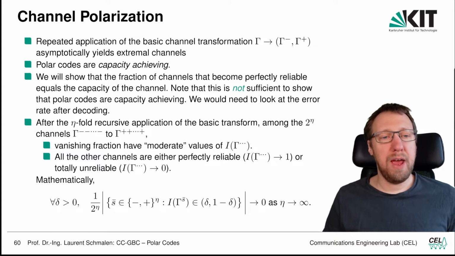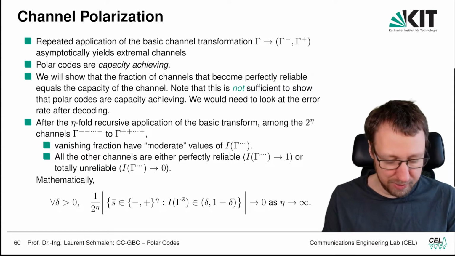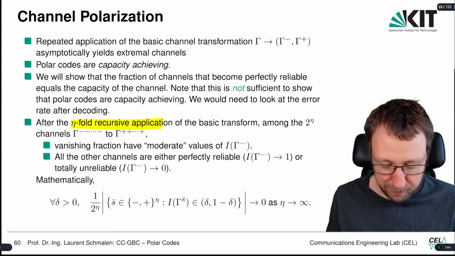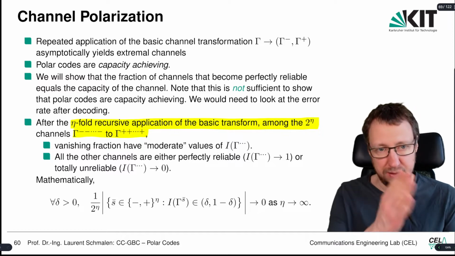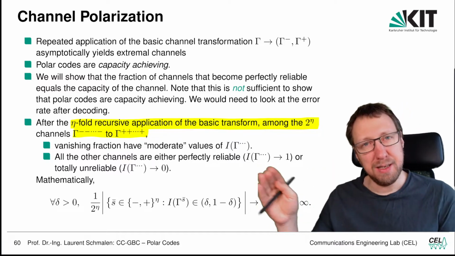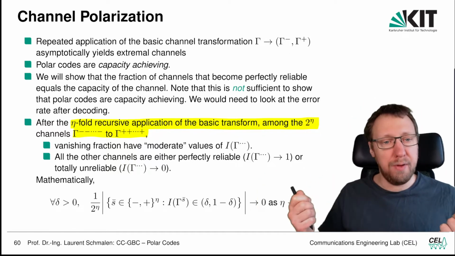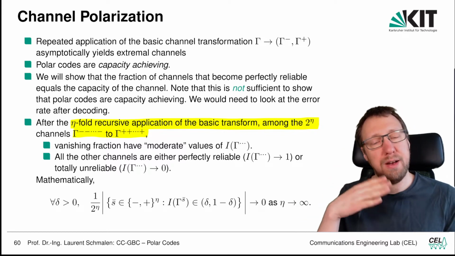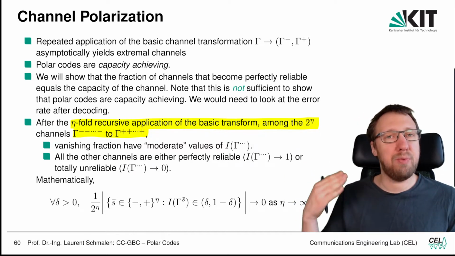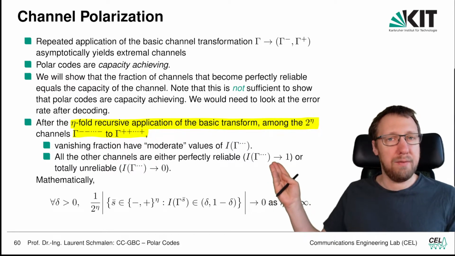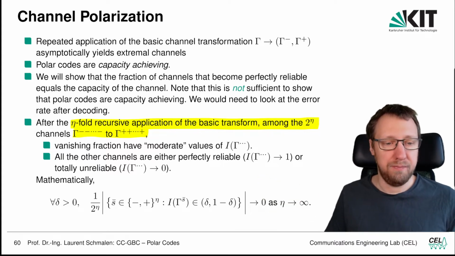So what we have is the following situation. When we apply the basic transformation eta times, we have 2 to the power eta different channels, which we can write down as gamma minus minus minus up to gamma plus plus plus. And we saw in the previous video that, if eta is large enough, a vanishing fraction will have moderate values of the mutual information I of gamma. All the other channels are either perfectly reliable, meaning I of gamma goes to 1, or completely unreliable, meaning I of gamma tends towards 0.